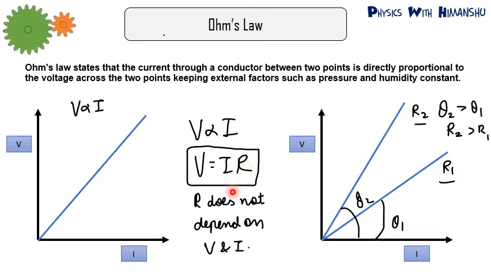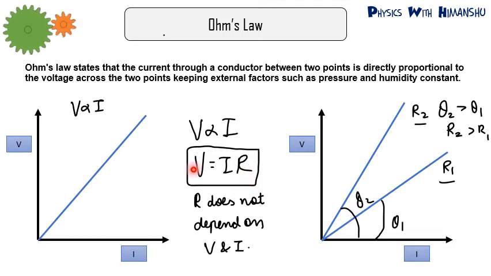Now remember, by replacing the directly proportional sign, we have put a constant. This constant will not depend on V and I. So the value of R is independent of potential difference and current. If you increase V, then I will increase. If you decrease V, then I will decrease. R will not change with change in V or I. R is a constant which depends on some other parameters that we will discuss in upcoming slides.